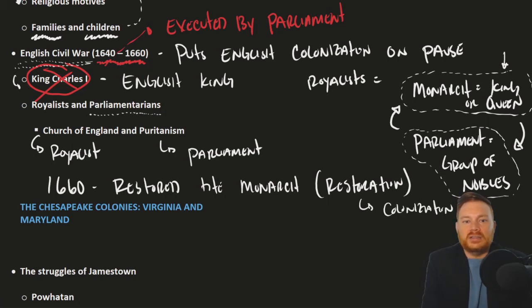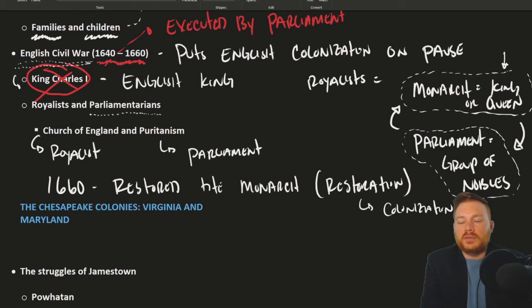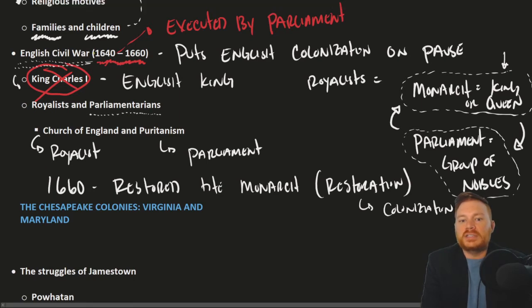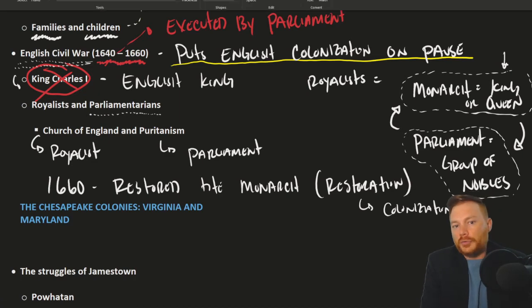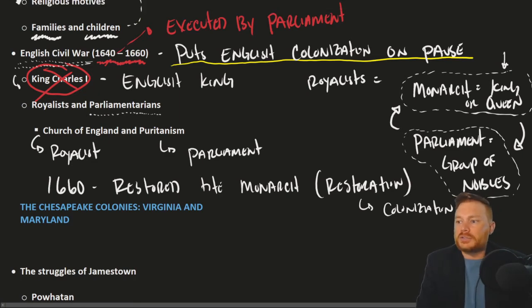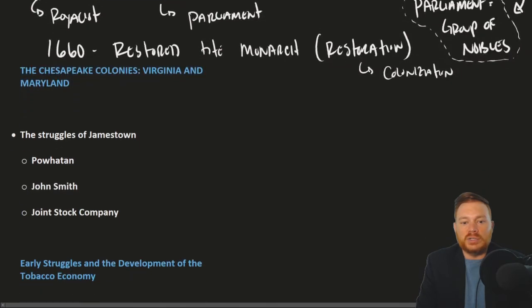Again, the point for us to make note of is that when this happened between 1640 and 1660, it put English colonization on pause. So for about 20 years, there were just two different sections of English colonies in the New World, the Chesapeake and New England. We'll talk about those in more detail.